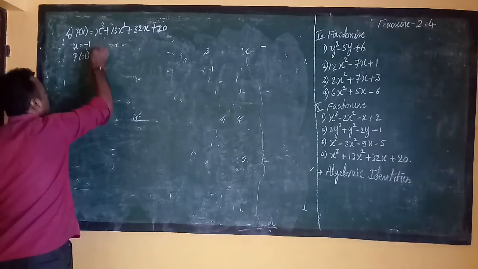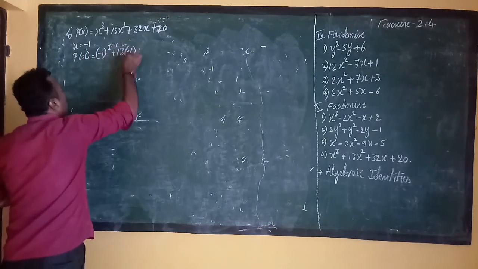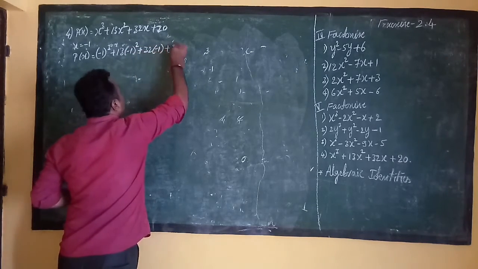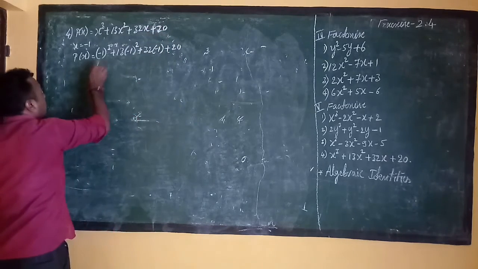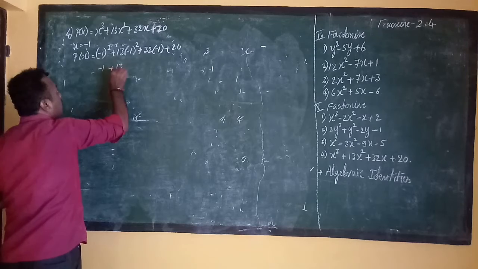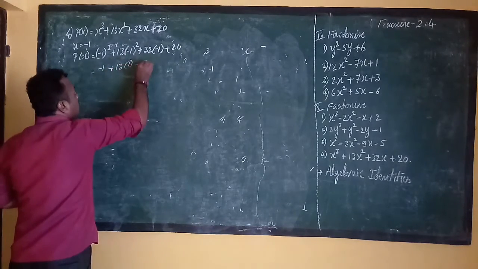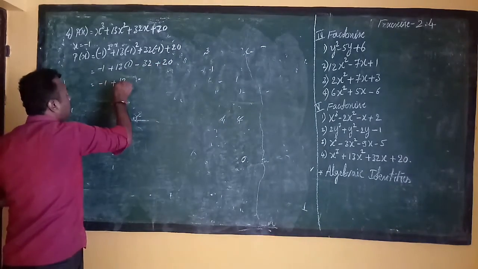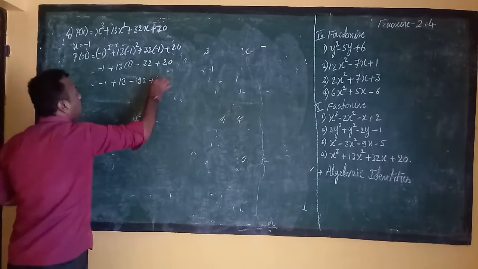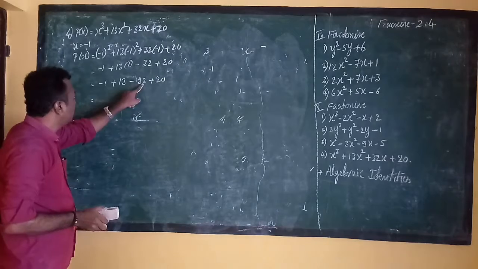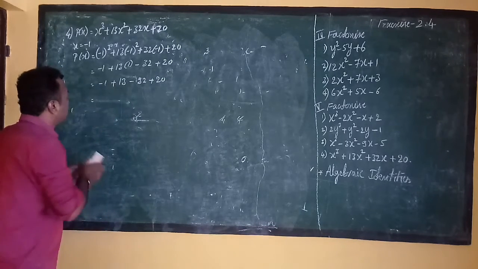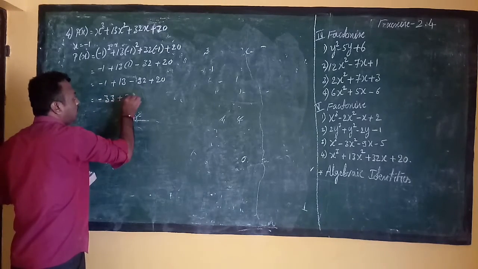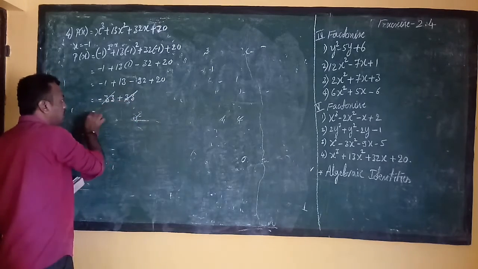Minus 1 whole cube plus 13 into minus 1 whole square plus 32 into minus 1 plus 20. That is minus 1 whole cube is minus 1, plus 13 into minus 1 whole square means plus 1, plus 13 ones are 13, minus 32 ones are 32, plus 20. Now see here, minus 1 minus 32 is minus 33, because of the same sign we have to add. Plus 13 plus 20 we have to add, that is 33. Minus 33 plus 33 get cancelled, remaining is 0.